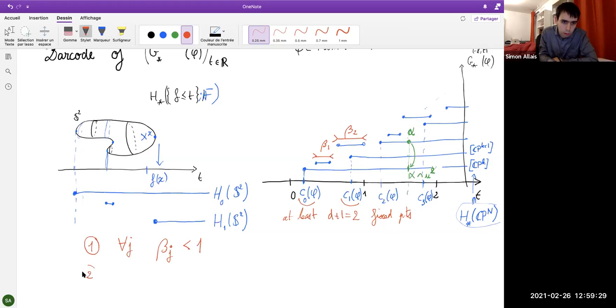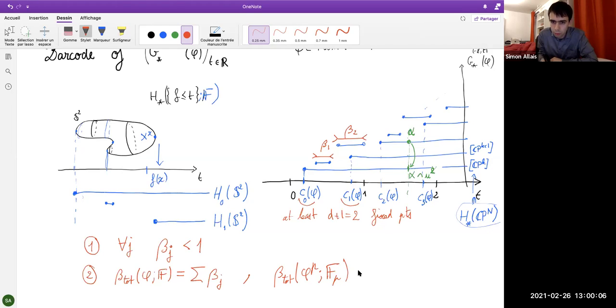And the second one is that if you denote beta total of phi over some field F, the sum of the beta j for each family of bars, you have that beta total of phi over the field F_p, the field with p elements, is more than or equal to p times beta total of phi over F.